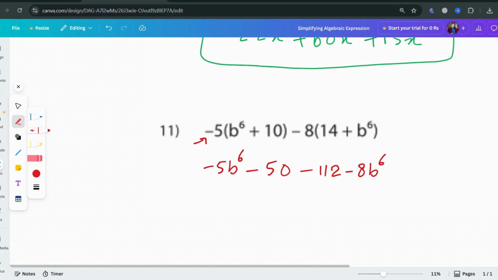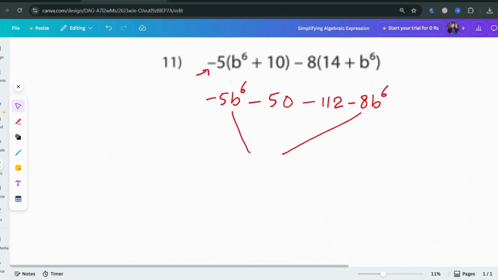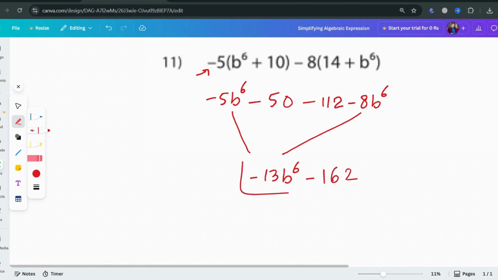Now let's just combine them. If I combine these two numbers together, what I'm going to get is minus 13 b to the power of 6, and next 112 plus 50. They're both negative numbers, so we will eventually add them, but the negative sign will be there. So 162. This is going to be the answer for this one.